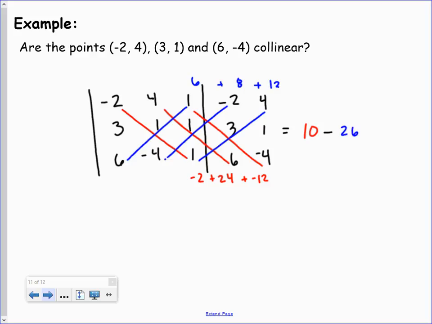Are you getting the same sum of products as I am? Have I made any mathematical mistakes? At this point, we could say, what about those 3 points? Not collinear, right? There's some space there. It would be 10 minus 26, so negative 16. That means they must be forming some kind of triangle. What would the area of that triangle be? 12 square units. 8 square units.